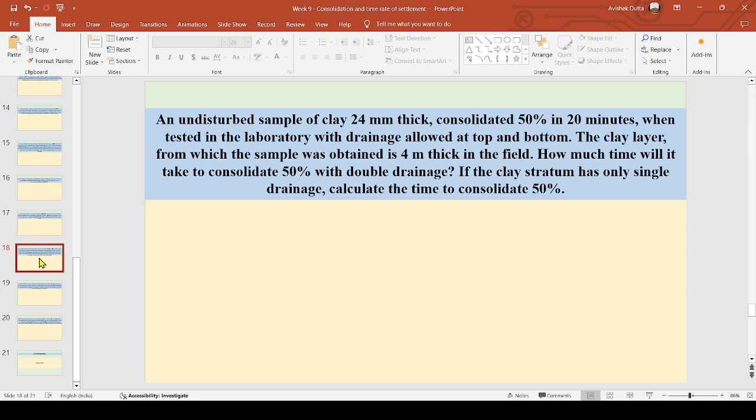So, the sample of clay is undisturbed and is 24 mm thick. When allowed for double drainage, it consolidated 50% in 20 minutes. Now, the clay layer in the field was 4 meter thick. So, how much time will it take to consolidate 50% with double drainage in the field? And the second part is for single drainage, you have to find out the time taken to consolidate 50%. So, in two cases, one is a field condition with the same drainage condition, that is the double drainage, and the second one is the field condition with single drainage. In both the cases, the degree of consolidation is 50%.